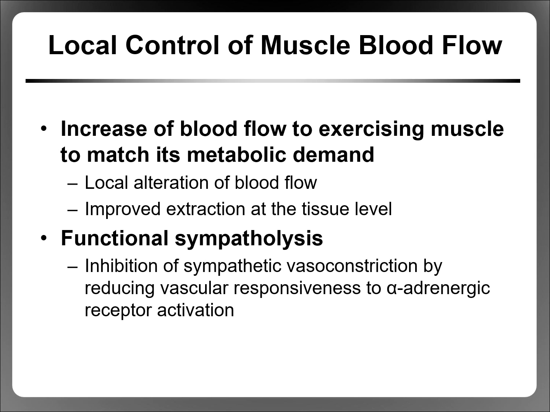So let's zone in on the muscles next. If we want to increase the blood flow to an exercising muscle, we need it to match its metabolic demand. That means locally I can alter blood flow and improve the extraction at the tissue level. And this extraction can be oxygen or metabolic needs. This is functional sympatholysis. This is when we inhibit the sympathetic vasoconstriction by reducing vascular responsiveness to our adrenergic receptor activation. That means that I'm kind of ignoring that vasoconstriction signal and remaining open so I can keep blood flow there.